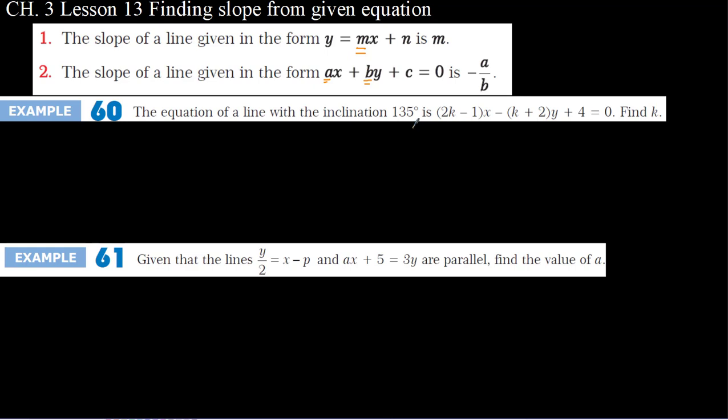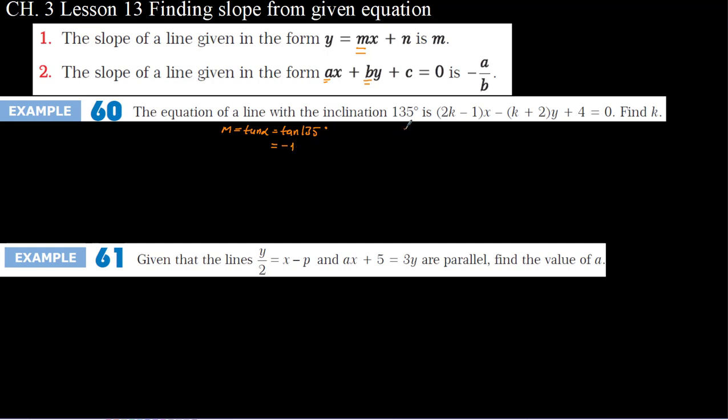The equation of a line with inclination 135 degrees is (2k - 1)x - (k + 2)y + 4 = 0. Then find the value of k, it says here. Firstly, you need to know this: if the inclination is 135 degrees, m is equal to tan alpha, and that's equal to tan 135, which is equal to minus 1.